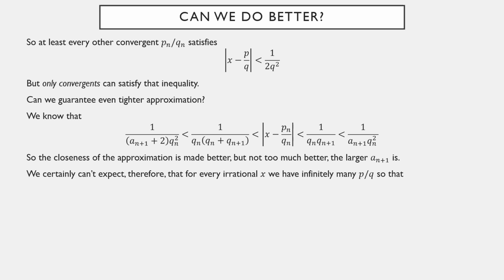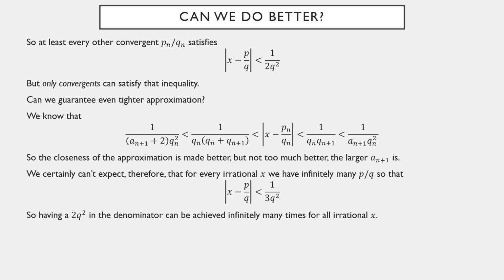So for example, we cannot expect that for every irrational x, we will have infinitely many p over q such that the distance from x to p over q is less than 1 over 3q squared. If every single a sub i is equal to 1, then every convergent is bigger than 1 over 3 qn squared away, and only convergents could possibly satisfy this inequality because they're the only ones that can satisfy this one. So having a 2q squared in the denominator can be achieved by infinitely many convergents. Having a 3 in the denominator might not be.